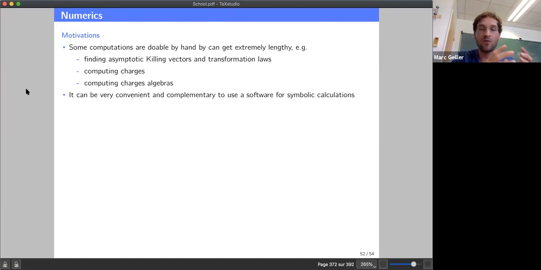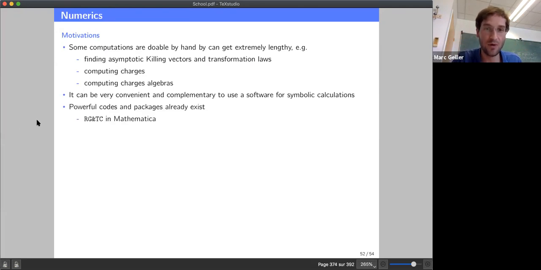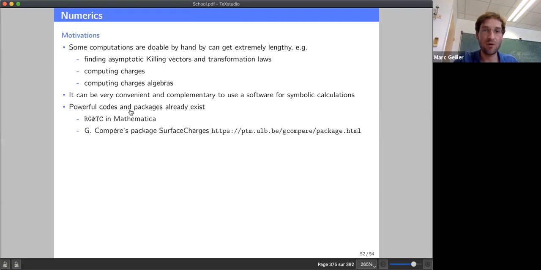And if you do this, of course, whenever you modify your ansatz for the metric, whenever you modify your ansatz for the vector field, you don't want to compute everything by hand every time. So of course, this is why it's useful to do it with a code. There are already very powerful codes which exist. So there is this Riemannian geometry and tensor calculus package in Mathematica.